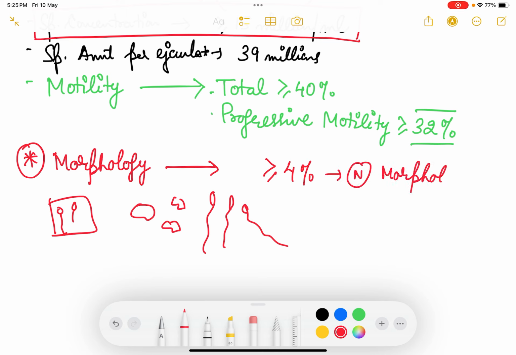So it is very important. Although the number is very less, only 4%, 96% of the sperms can have other morphology, but at least 4% of the sperm should have normal morphology. Sometimes an MCQ question comes, what is the most important parameter to be checked in sperm? It is not the sperm concentration nor the sperm motility. It is the sperm morphology which is the most important criterion to be seen in semen parameters.